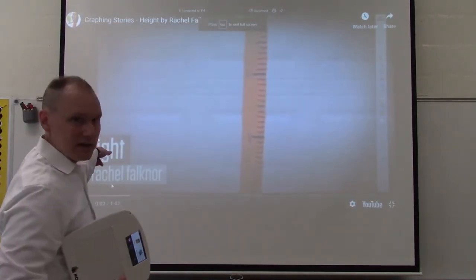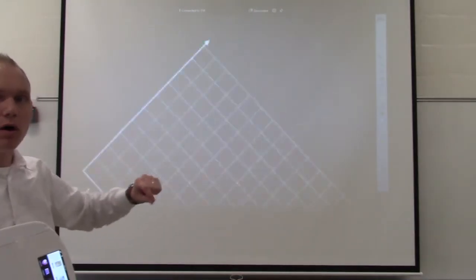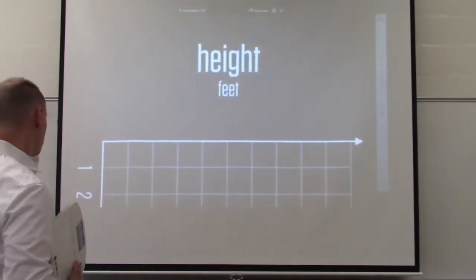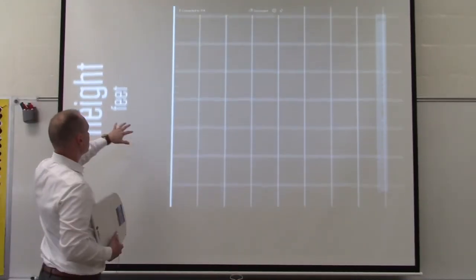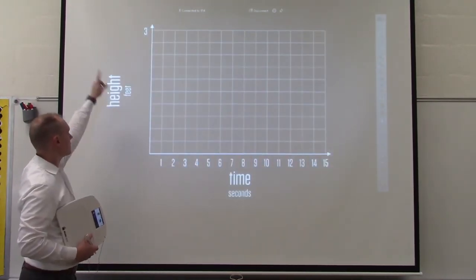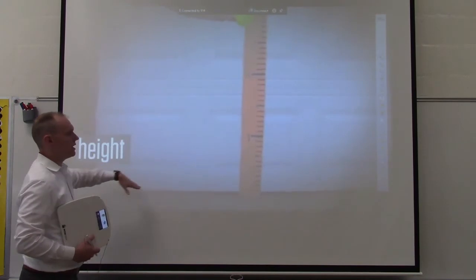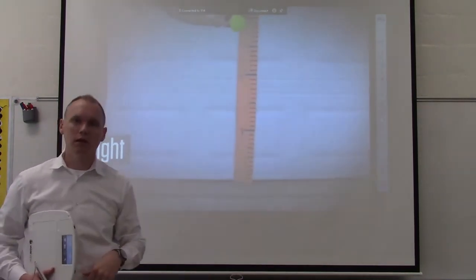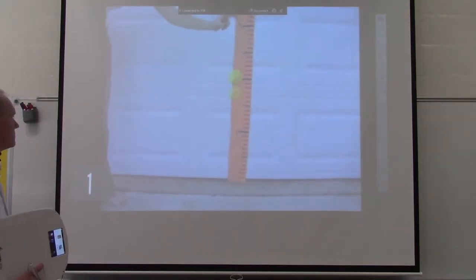So we're looking at the height of a ball as it's being dropped. If you look at your axes here, we're going all the way up to 3 feet on our vertical axis, which is height, and then we have 15 seconds again along the horizontal axis. Go.